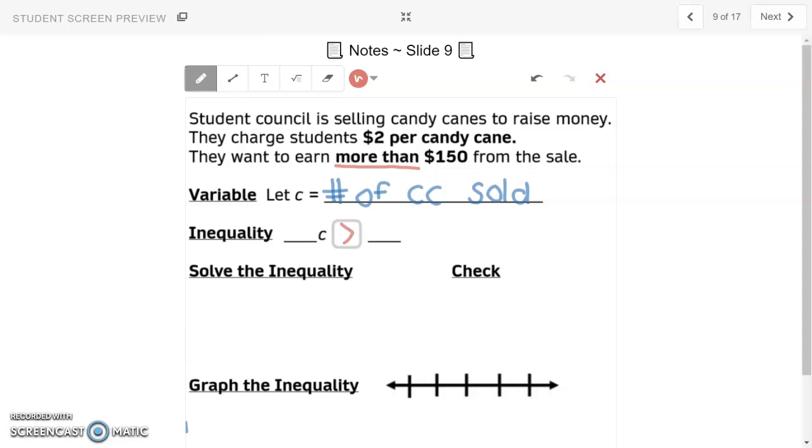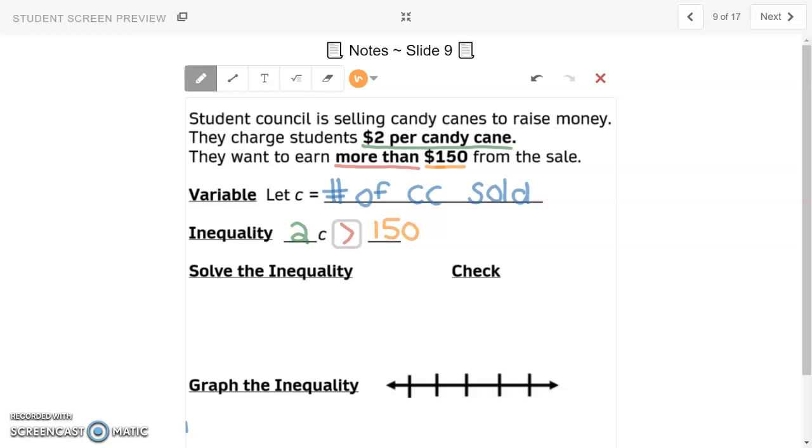We need more than $150, right? Candy canes are $2 each. So the 2 is going to go with the C for candy canes, right? 2 times the number of candy canes. Okay, and then the 150 is going to go on this side.